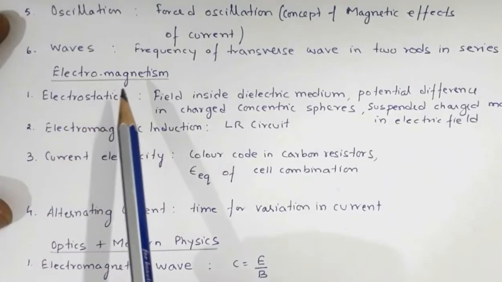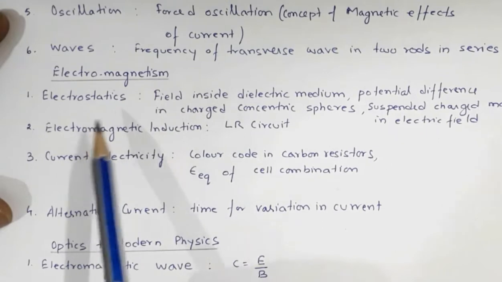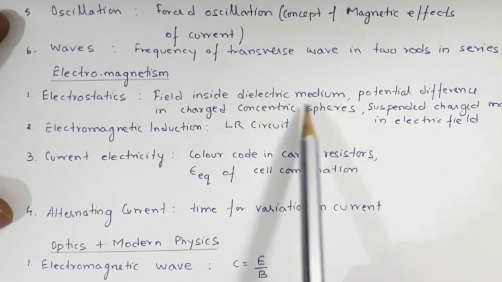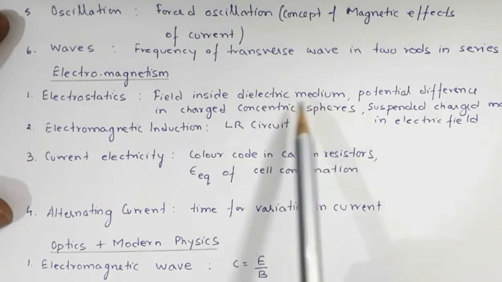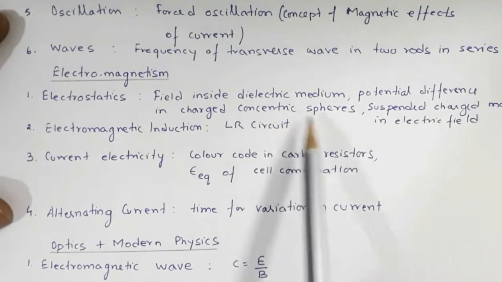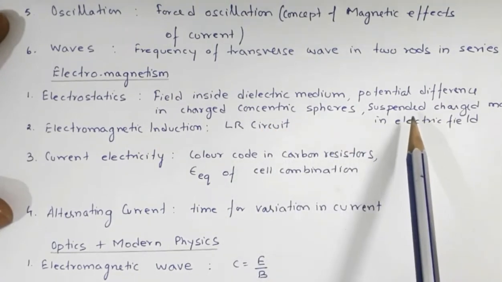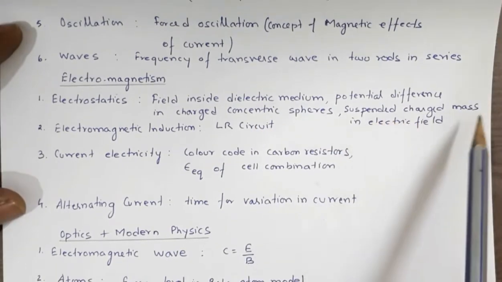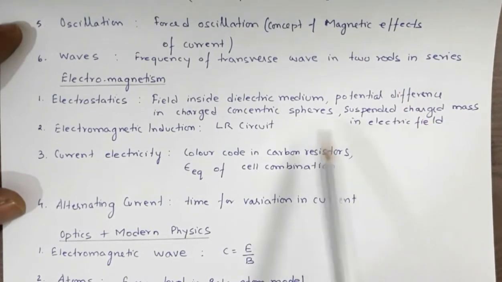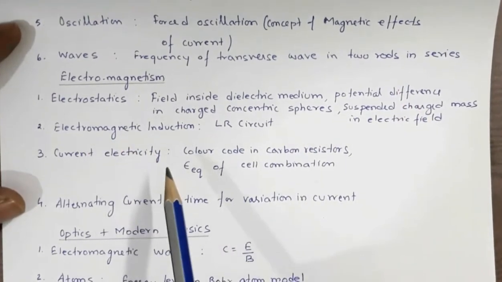Now moving to the topic electromagnetism, from electrostatics, we had field inside a dielectric medium, which is placed in between the two plates of a parallel plate capacitor. One question from potential difference in charged concentric spheres. Then there was another question, suspended charged mass in electric field. The angle of deviation was asked.